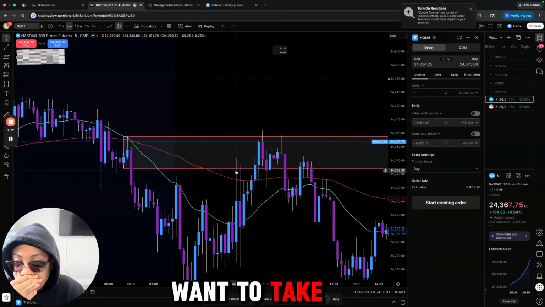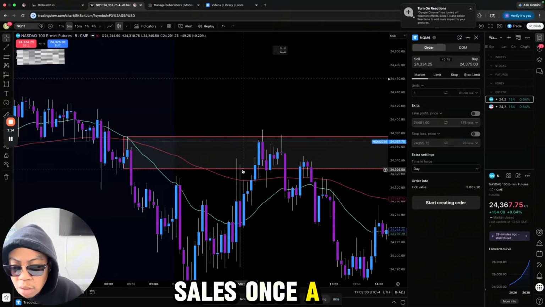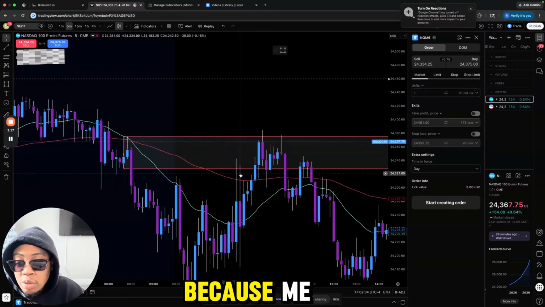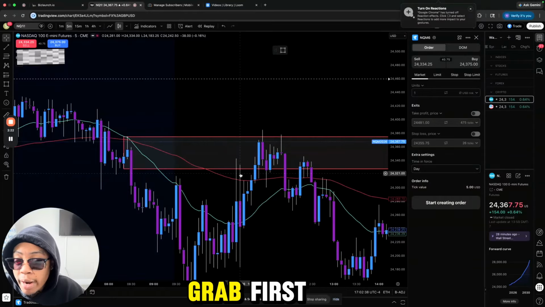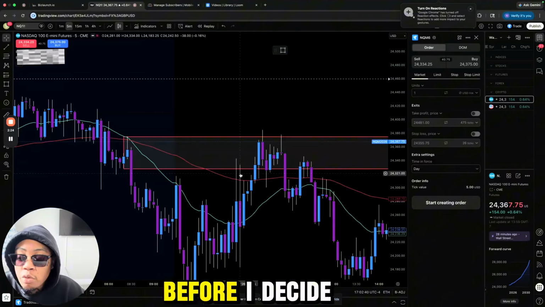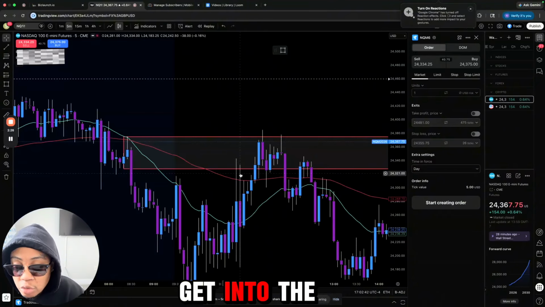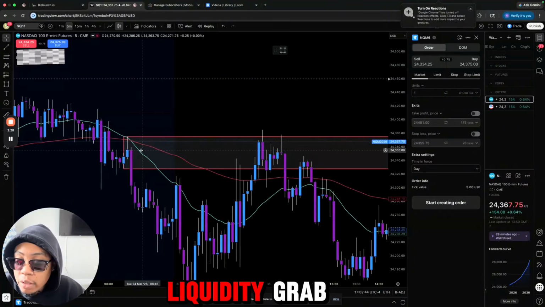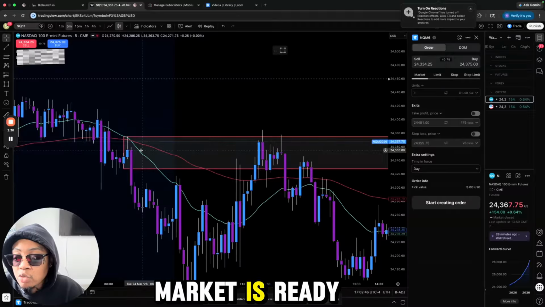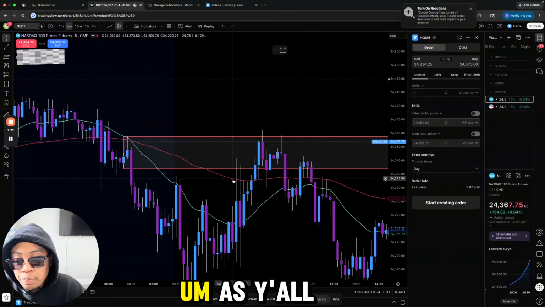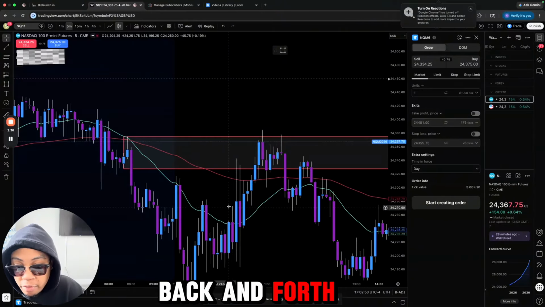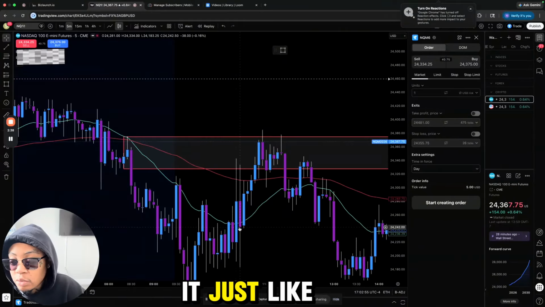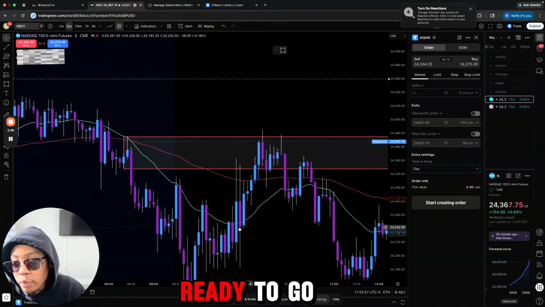I did not want to take sales once price started rejecting, because I'm the type of trader where I like to see a liquidity grab first before I decide to get into the trade, because once you have a liquidity grab, that's when the market is ready to move. As y'all can see, when price came back up here, it was rejecting back and forth, back and forth. It just wasn't ready to go.